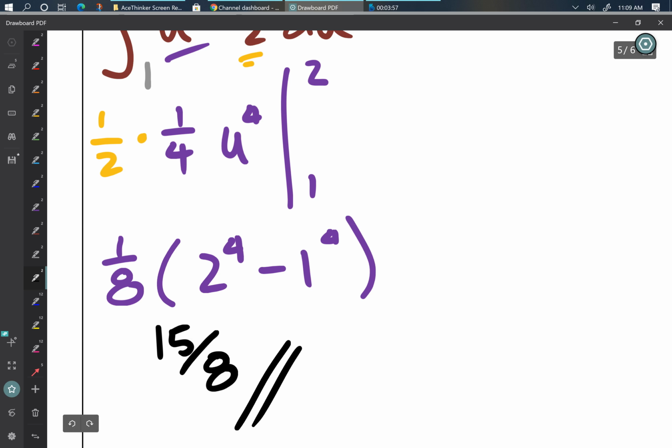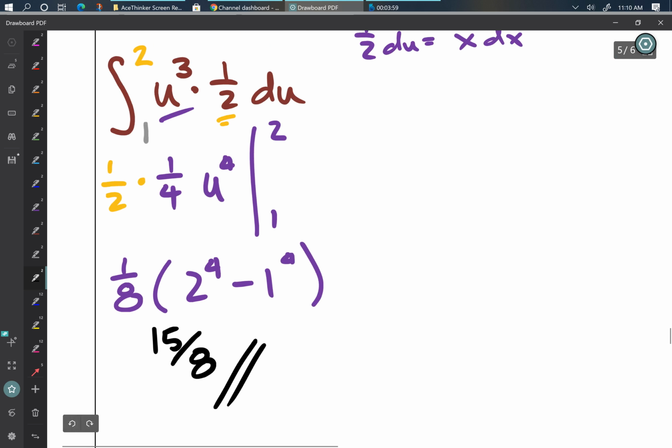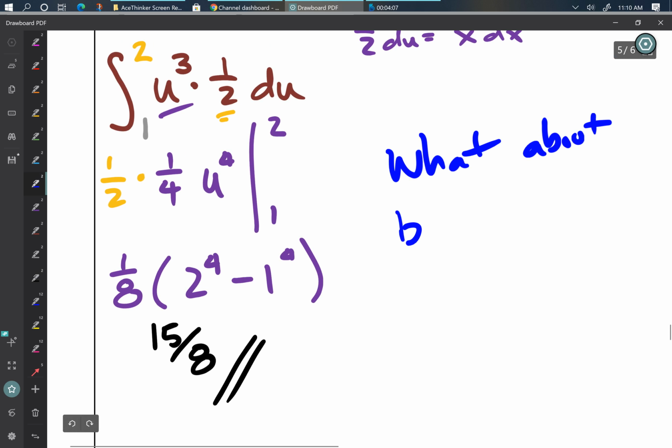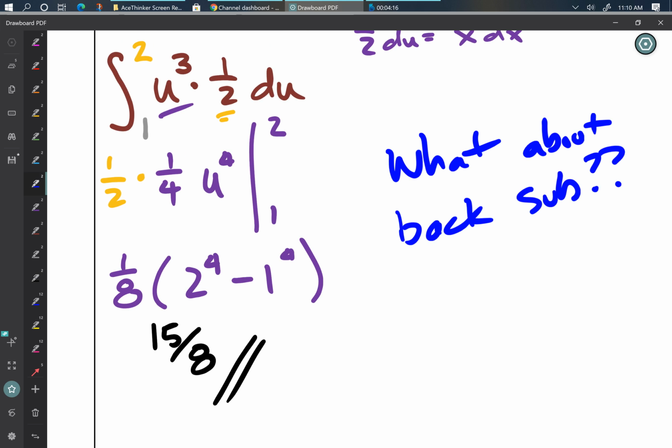Now, the question that I often get asked is, what about that step where we back substituted, where we took u's and turned them back into x's?